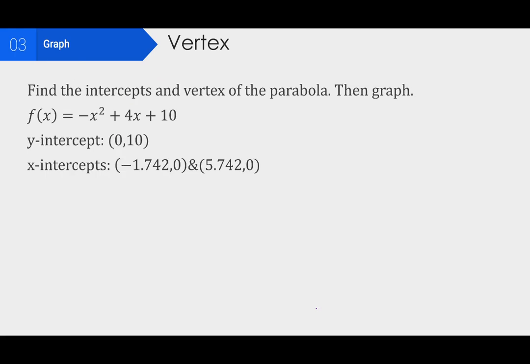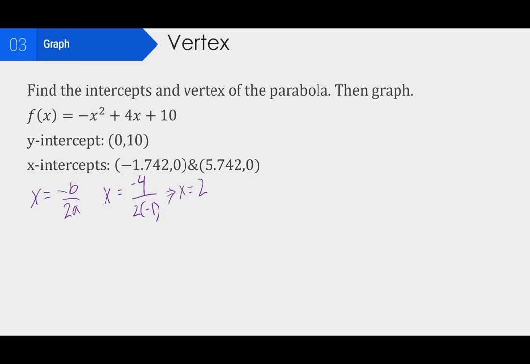We already found the y-intercept. We already found the x-intercepts. So let's now find the vertex, and then we'll make a little graph. This is written in standard form, so I'm going to need my vertex formula, negative b over 2a. X equals negative 4 over 2 times negative 1. Negative 4 divided by negative 2. X equals 2.